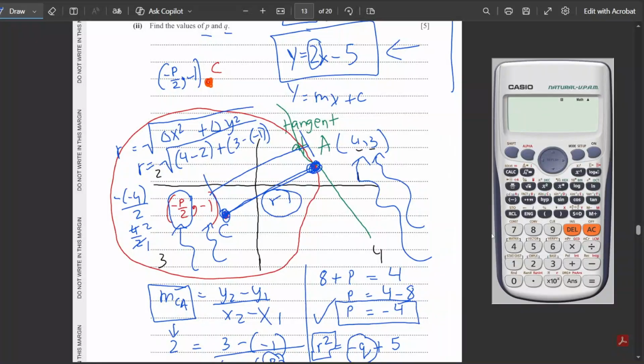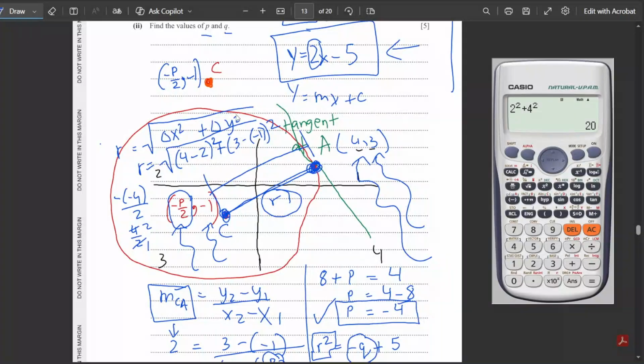So I believe they also have a square on top of this bracket, and a square on this bracket. So I can do under root 4 minus 2 is 2, so this is 2 squared. Or you know what, we can ignore the under root for now. So it's 2 squared plus 3 minus minus 1. Minus minus becomes plus. 3 plus 1 is 4, so I have 4 squared.